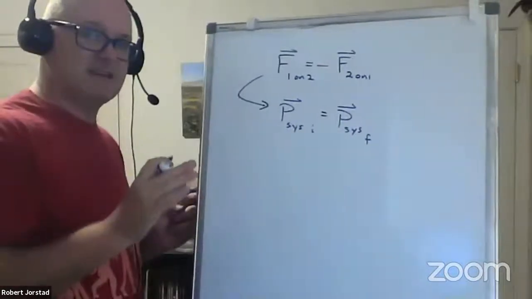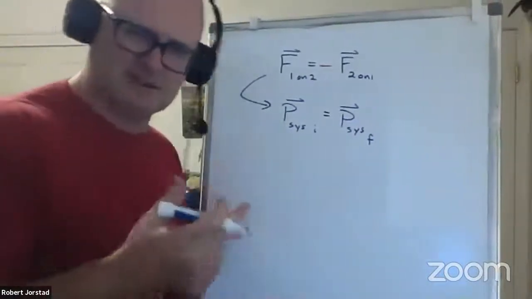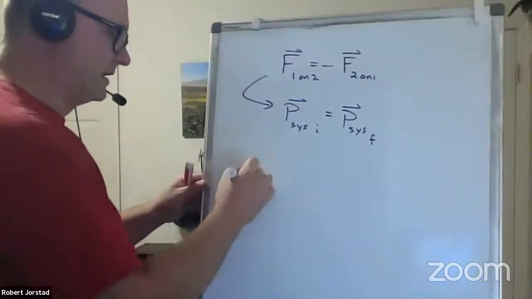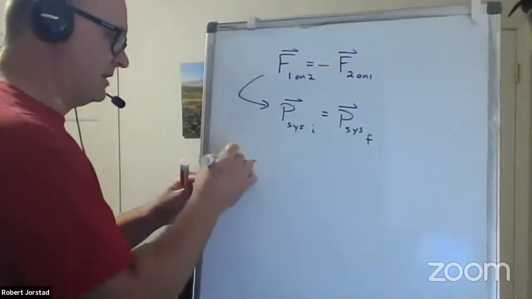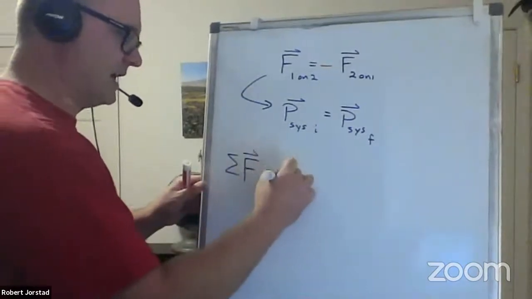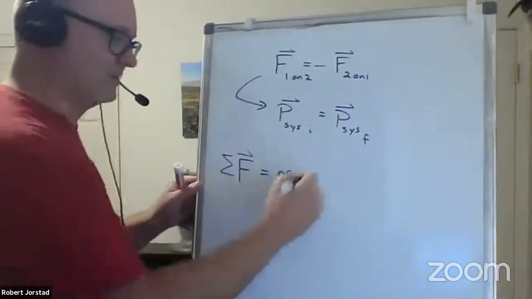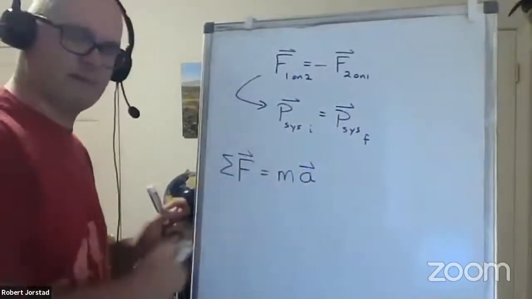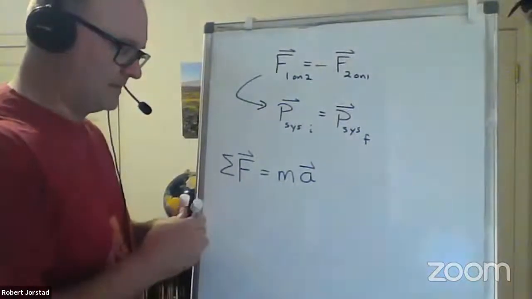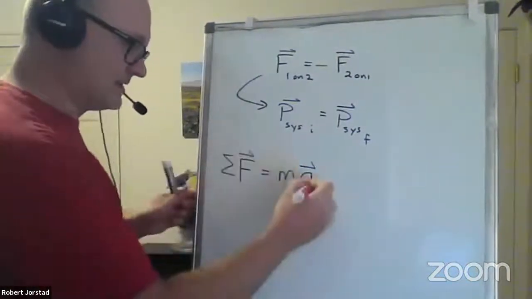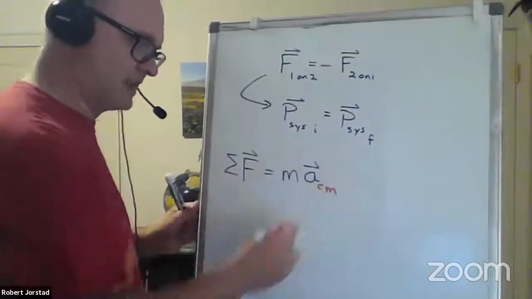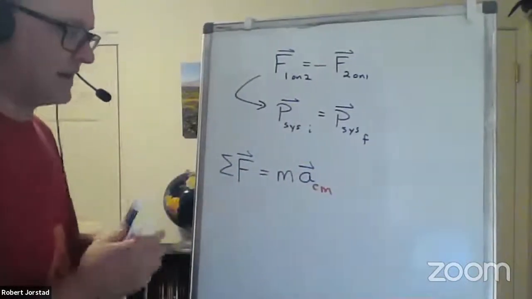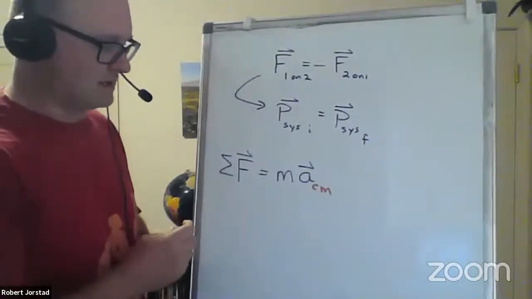Now, this may seem very strange that all of a sudden I started talking about center of mass, but I want to point something out here. We know that the sum of forces acting on an object of mass m has some acceleration, right? So F equals ma. It turns out what we really mean by this is the force on the object determines the acceleration of the center of mass, effectively.